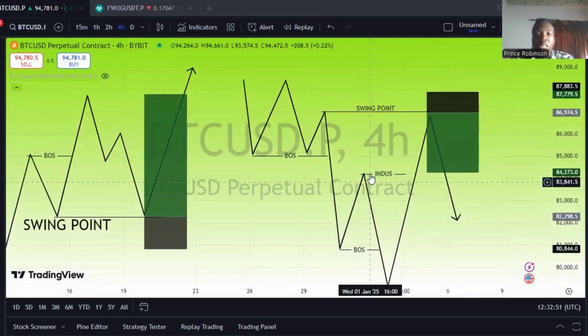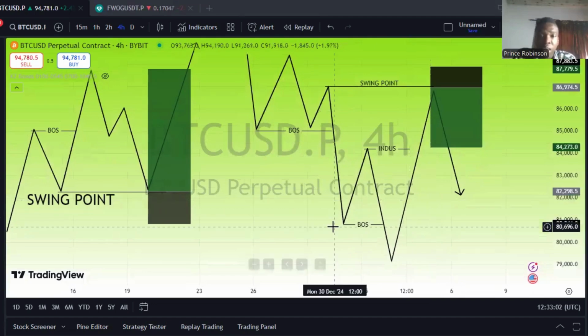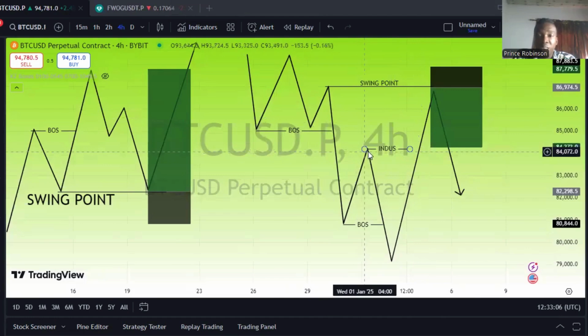Where is the nearest swing? This inducement is the nearest swing, because this inducement can actually turn into a support. If you check very well, this is the break of structure. And when price comes up, yes, this might be an inducement to this swing. But in other words, this can also be a change of character. You understand?